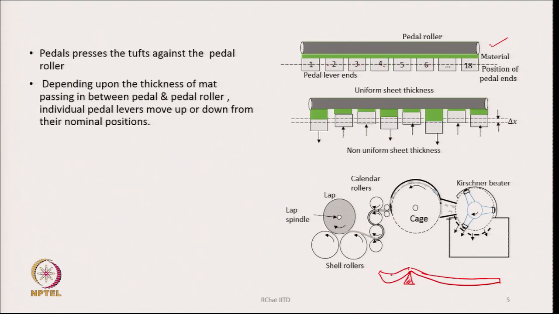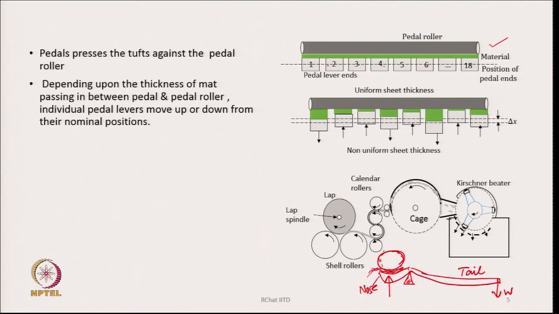It is centered over here, here is the pedal and here is the pedal roller. So, the material is here. Because there is a weight acting on the other end of the pedal, this side, the nose part, this is called the nose part of the pedal and this is the tail end of the pedal.